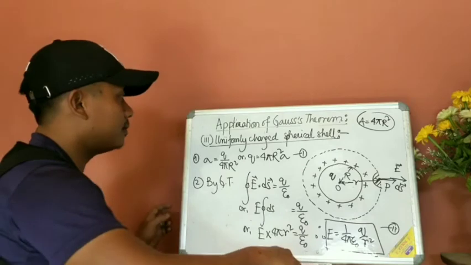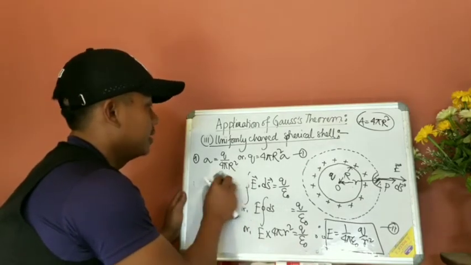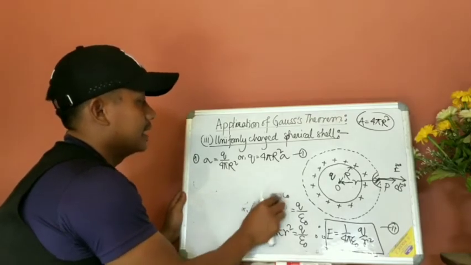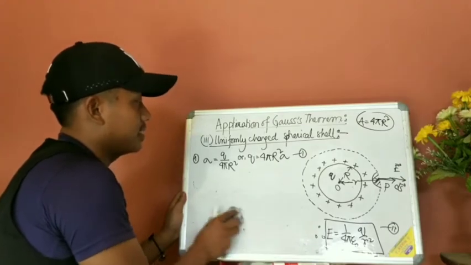Then this is the result when the point P is outside the cell.